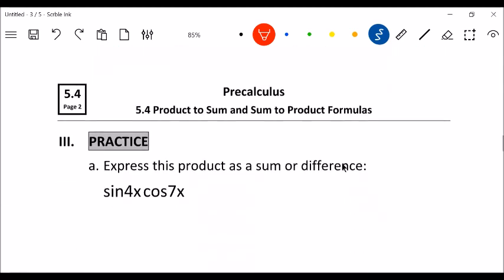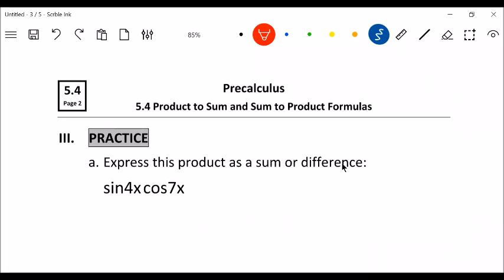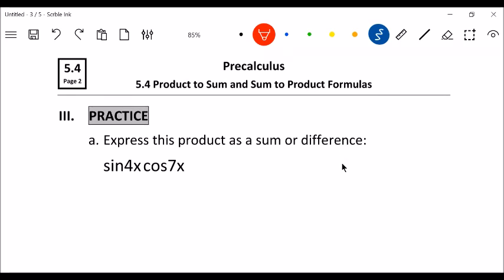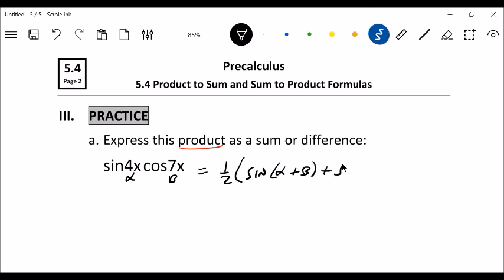All right, let's take a look now at a couple of practice ones. So it's sort of the same type of thing, but we're going to practice these. So this one is a multiplication product, and we're going to change it to a sum or a difference. Right? So here is alpha, and here is beta. That's equal to 1/2 sine alpha plus beta, plus sine alpha minus beta.